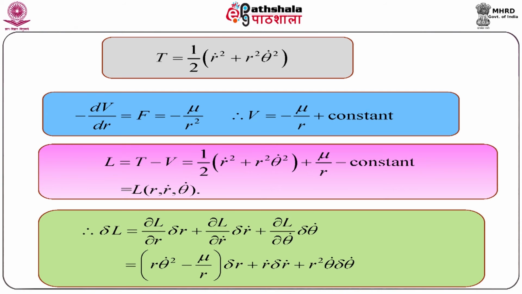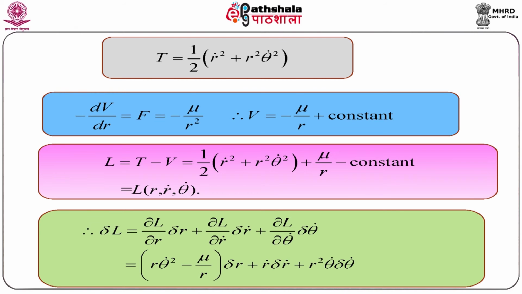The potential energy capital V is given by minus dV dr equal to capital F equal to minus mu divided by r square, which on integration gives capital V equal to minus mu divided by r plus constant. Here mu is a constant, capital F is the applied force, V is the potential energy.